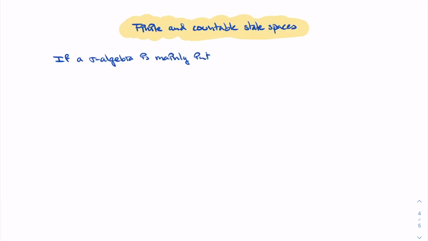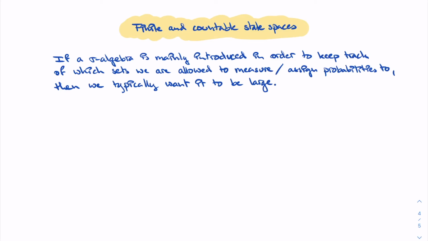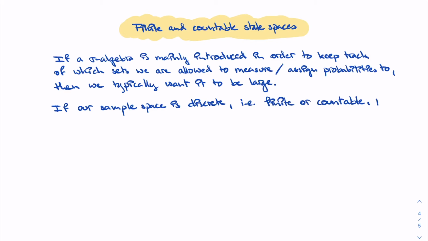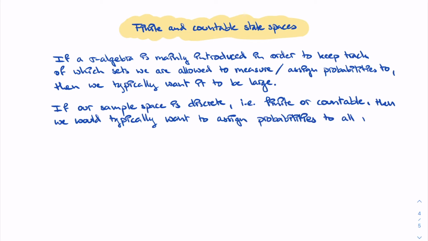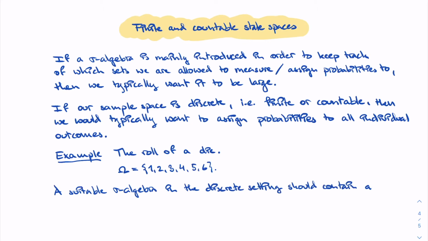If a sigma-algebra is mainly introduced in order to keep track of which sets we're allowed to measure or assign probabilities to, then we typically want it to be large. If our sample space is discrete, that is finite or countable, then we would typically want to assign probabilities to all individual outcomes. As an example, consider the roll of a die. The different outcomes are the values 1 to 6, and these are outcomes we would like to assign probabilities to. A suitable sigma-algebra in the discrete setting should therefore contain all the singletons, that is, sets containing only one element.